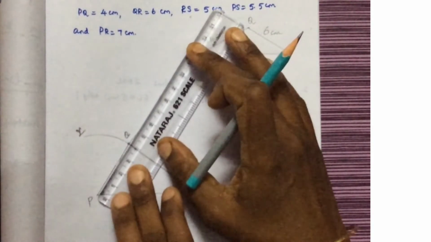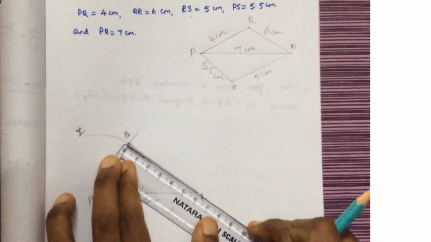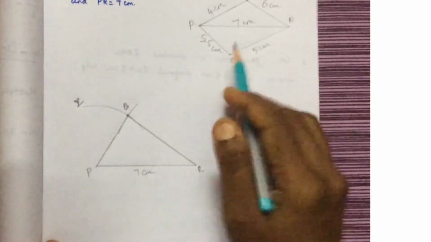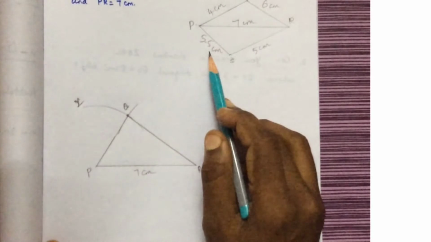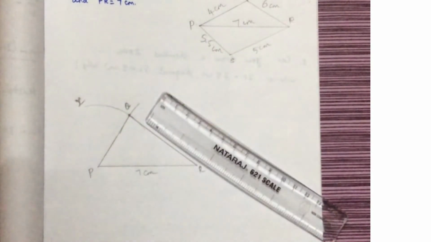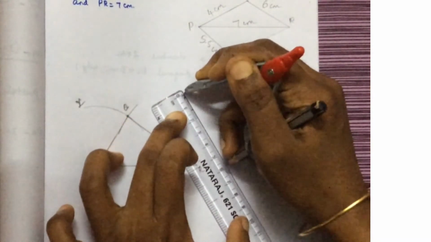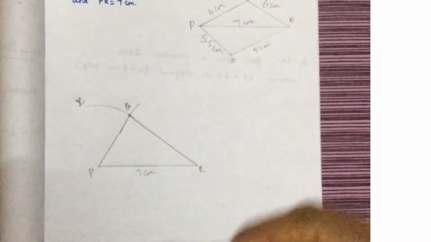Okay, this should be 4 centimeter and this should be 6 centimeter. Okay, the next thing, with the same thing, you have to come this side. So with P as center, you have to draw an arc for 5.5 centimeter. So again measure it, 5.5 centimeter. Okay, this is 5.5 centimeter.